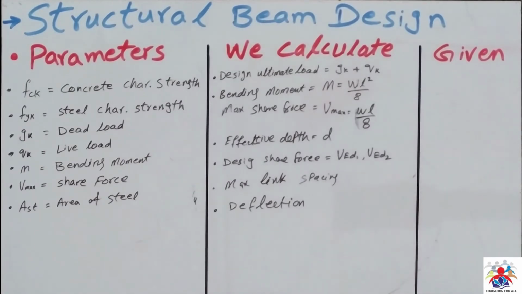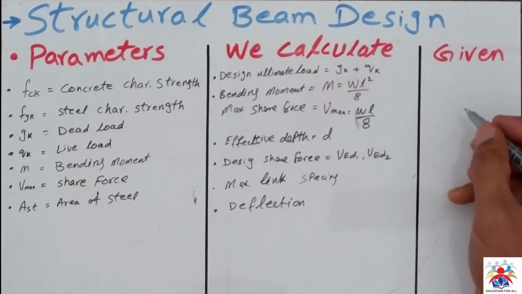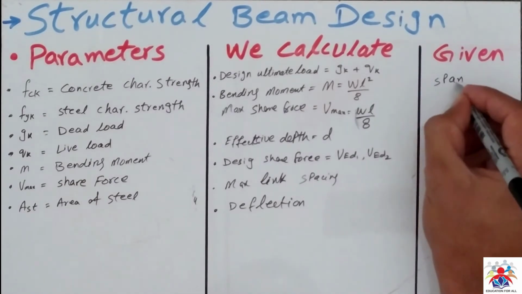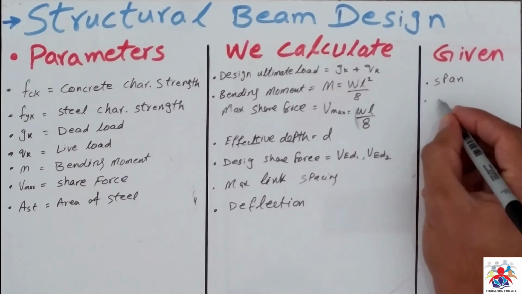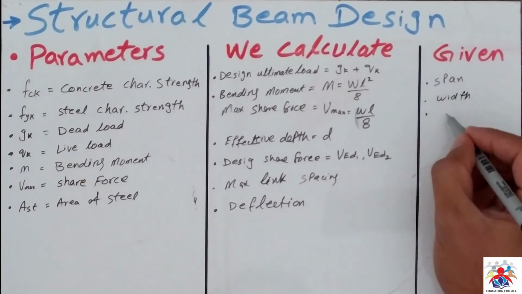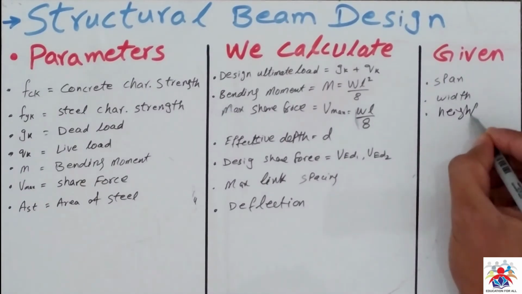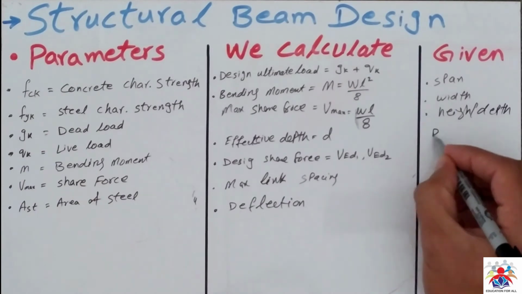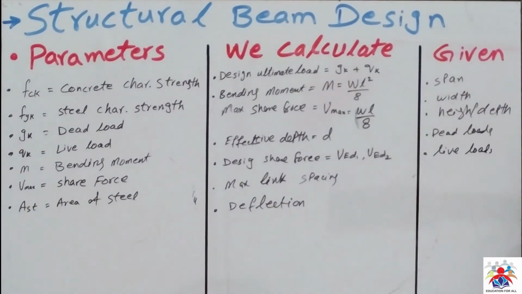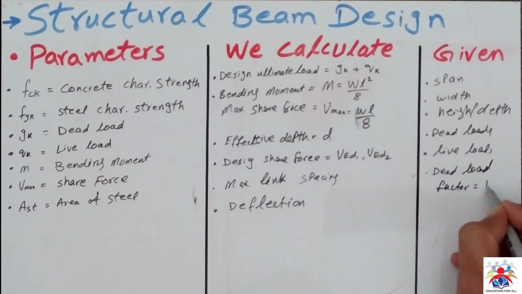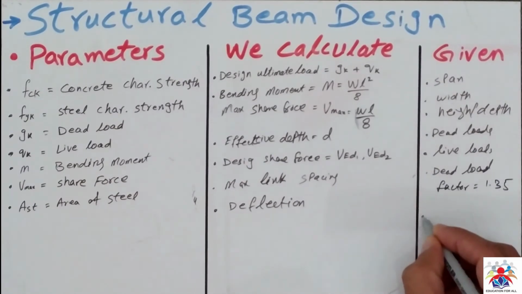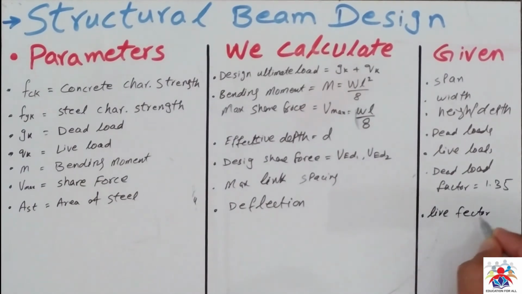Now, what are we normally given before calculating anything? We are normally given the span of the beam. Okay, so these are just given data, effective span, or you can say span. Then we have the width of the beam. Then we have depth or height, how high our beam would be. Then we are given dead loads. Then we have live load. Then we normally get dead load factor, which is 1.35. Then we have a live load factor, which is equal to 1.5.